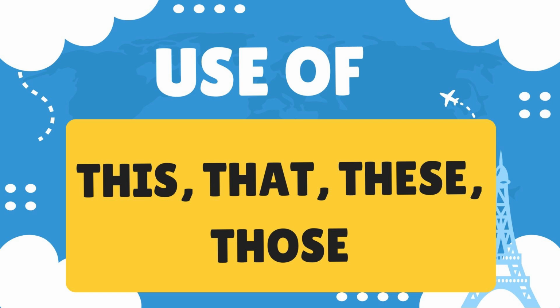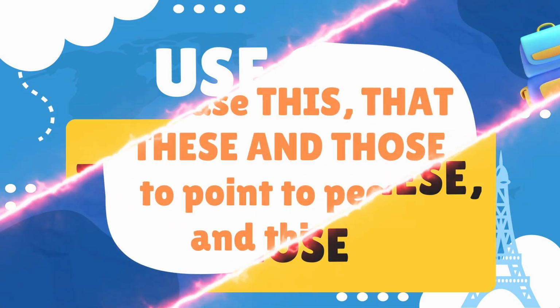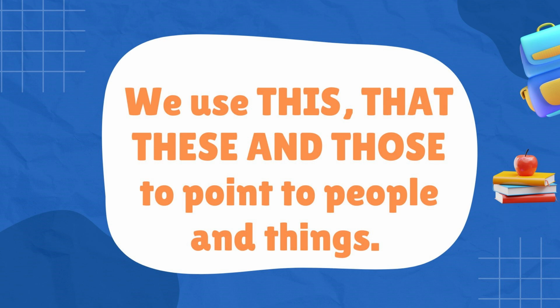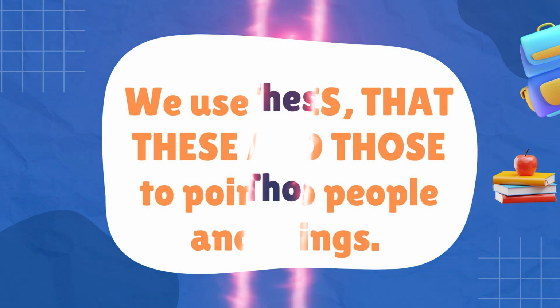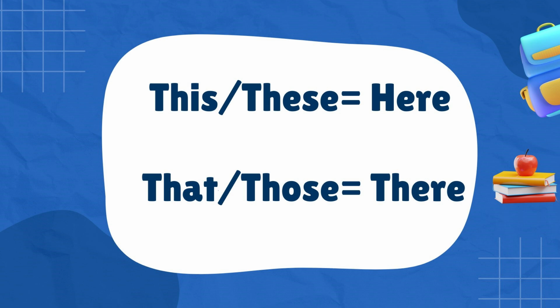Use of this, that, these, and those. We use this, that, these, and those to point to people and things. This and these are for near objects, and that and those we use for comparatively farther objects.